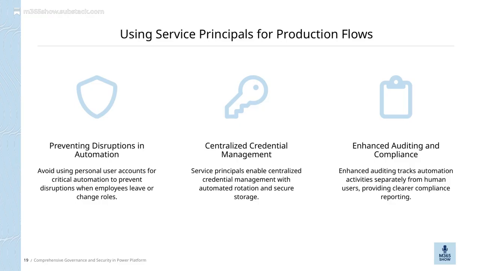Moving on to centralized credential management, using service principals is a game changer. They allow us to manage credentials in one secure location, with automated rotation to keep things safe. This means we don't have to worry about manually updating passwords or secrets, reducing the risk of security lapses. And of course, it's important to avoid using personal user accounts for critical automations. When employees leave or change roles, using personal accounts can cause disruptions or even security issues. By relying on service principals, we ensure that our automations stay operational and secure, regardless of personnel changes.